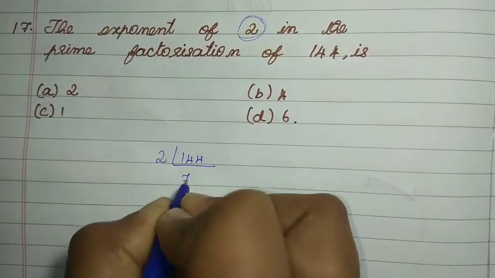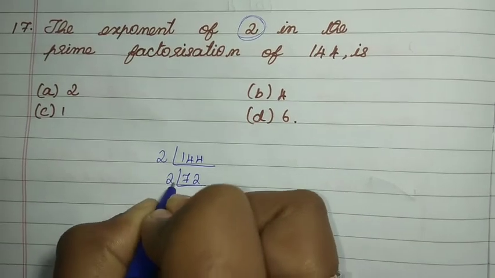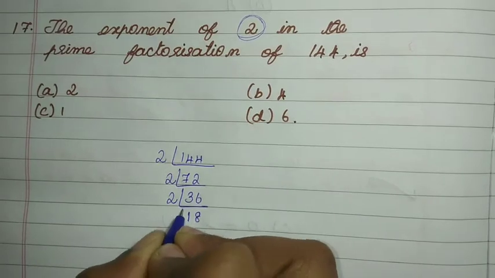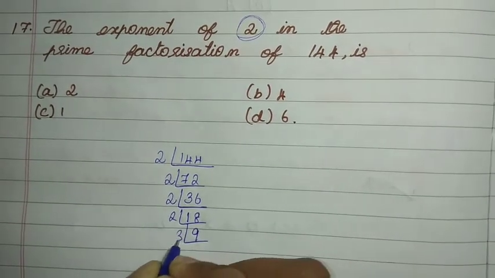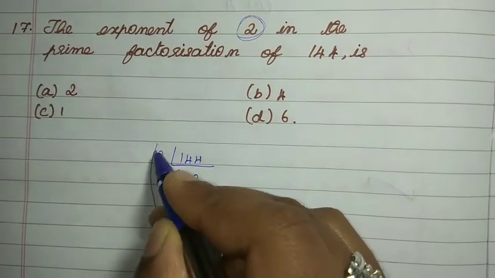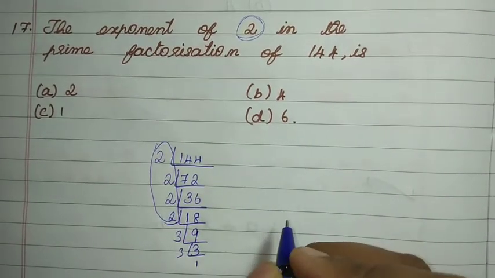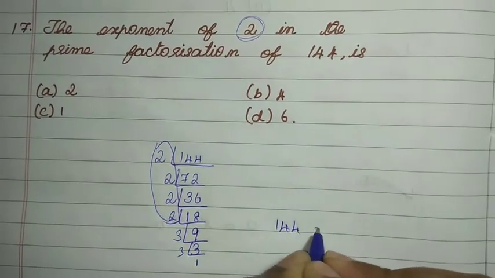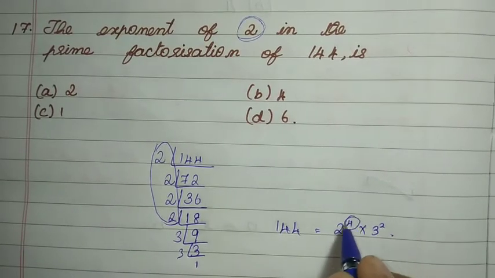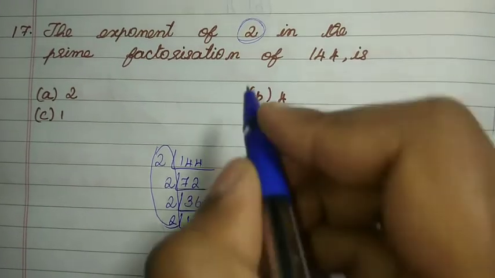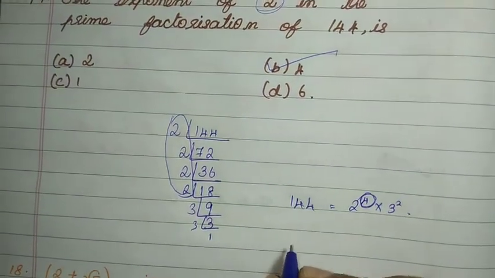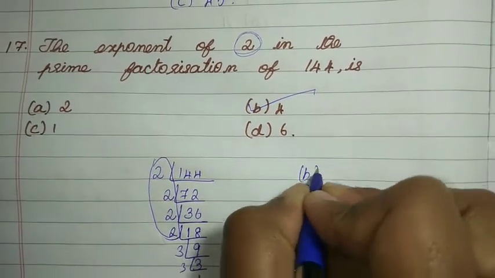2, 72. 2, 36. 2, 18. 2, 9. 3, 3. 3, 1. So here we have to check only the exponent of 2. So 144 is equal to 2 power 4 into 3 square. So what is the exponent of 2? Here it is 4. So therefore option B is right. So what will be my final answer? Option B, 4.